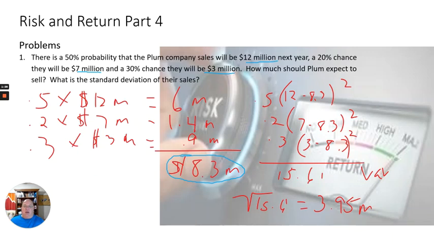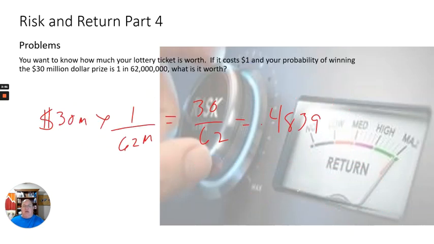So you have to calculate the variance, which is the probability times the actual minus the expected, squared. Then 0.2 times the actual minus the expected squared, and then 0.3 times the actual minus the expected squared. When you run through that, the calculations come up with a variance of 15.61. But when you take the square root of it, you get the standard deviation, and indeed you have it as $3.95 million.